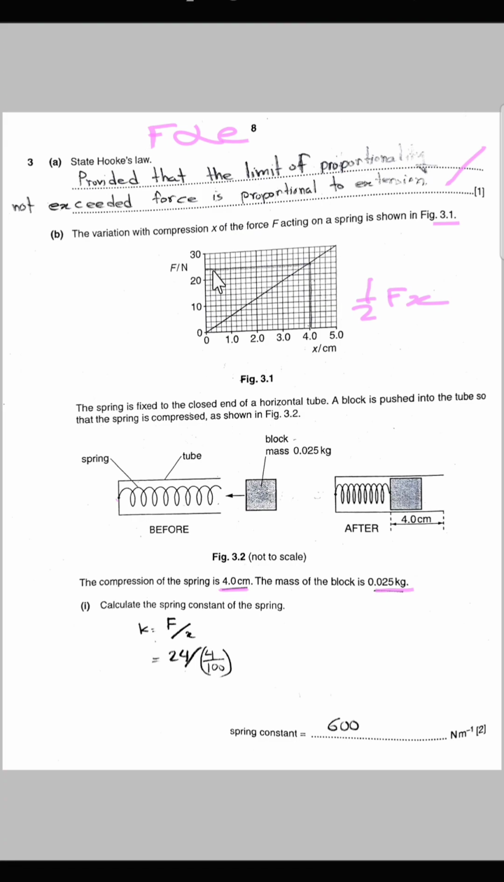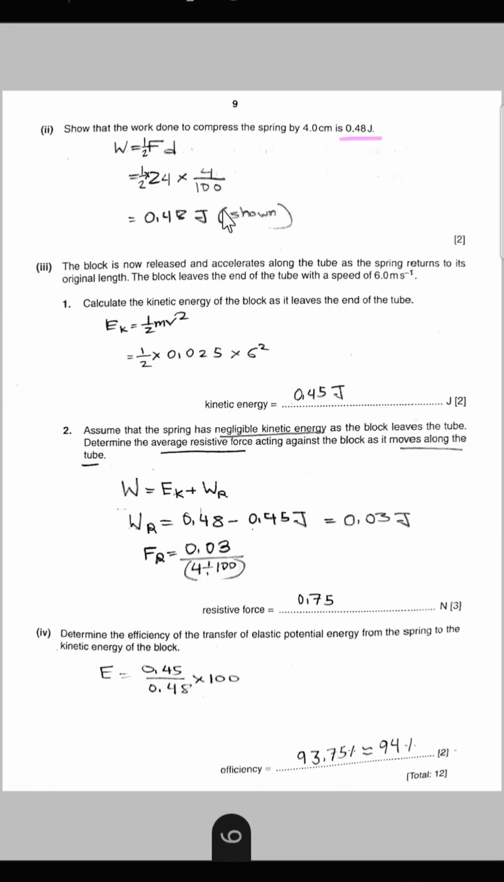If it were a rectangle, then the work done would be F x. But as it is a triangle, and the y-axis and x-axis values multiply to give our work done, we have to multiply this by half. This is a very important part that we need to remember. So work done is equal to half force into distance, that is half F x, and we calculate our work done as 0.48 joules as shown.